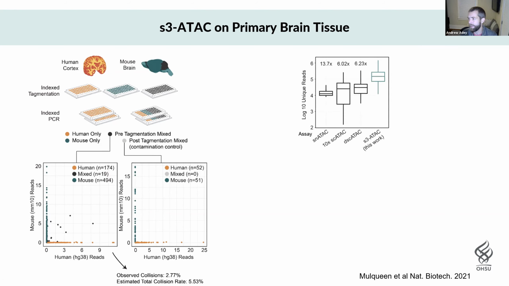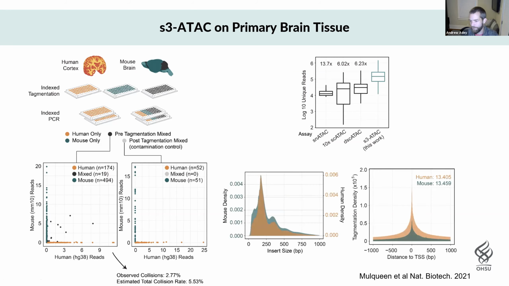And what was really exciting is that we got a very substantial boost in the log 10 unique reads per cell compared to other platforms. It's about a 10-fold improvement over our regular sci-ATAC-seq assay. And then compared to droplet single cell TAG-seq or 10x single cell TAG-seq, we're over a 6-fold increase in the number of unique passing reads per cell at a comparable level of sequencing saturation.